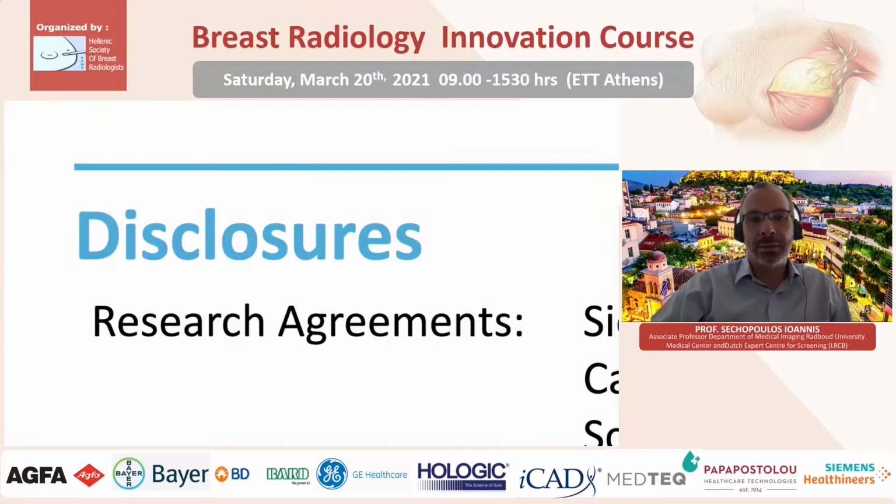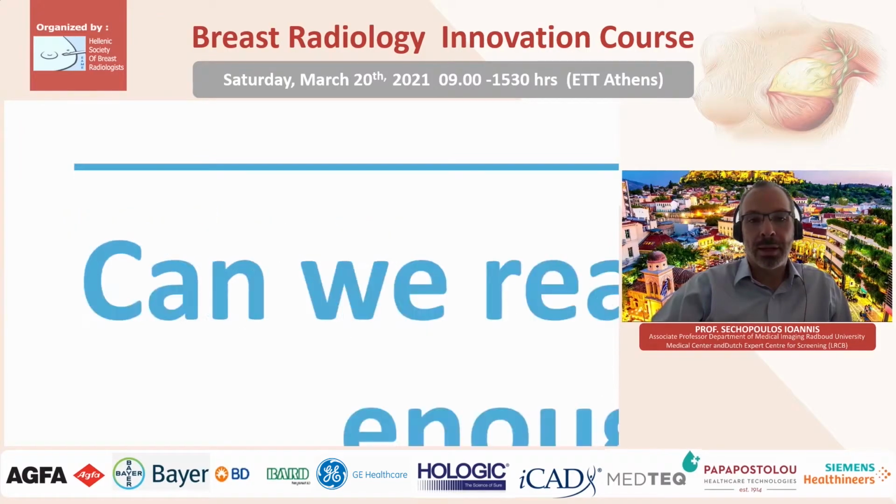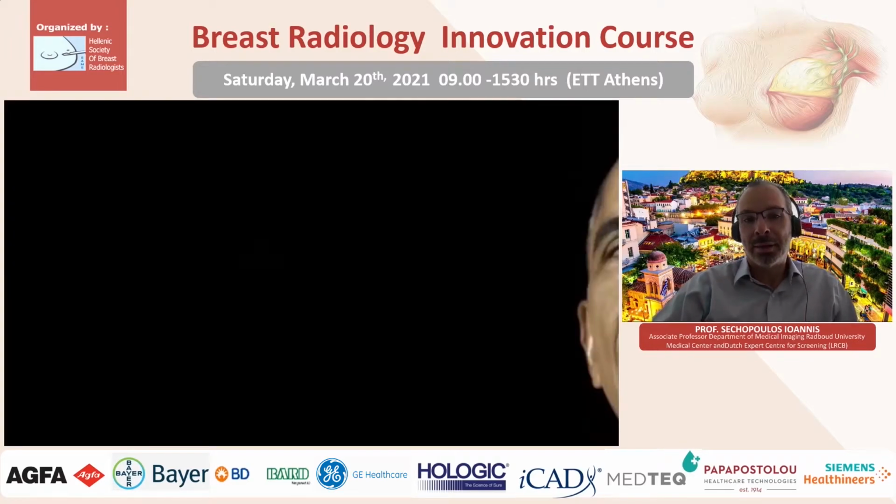These are my disclosures. It was exciting to listen in the previous panel that this topic already came up, that DBT is slower to read because of the number of images that need to be read. So I'm trying to answer the question: can we read DBT fast enough to make it feasible for screening? And I believe that yes, we can. I want to spend the next 50 minutes or so showing you the possibilities to get us there.